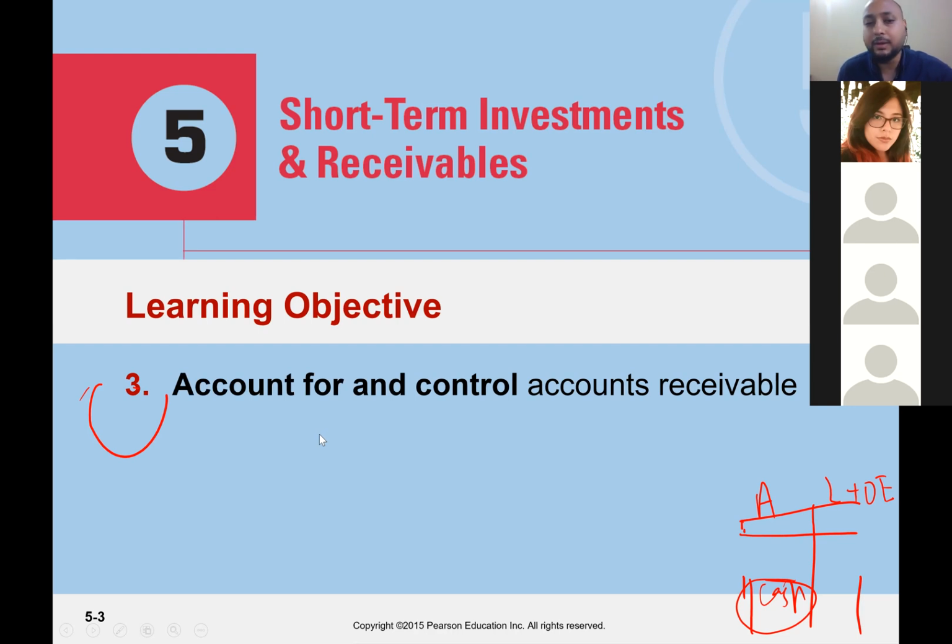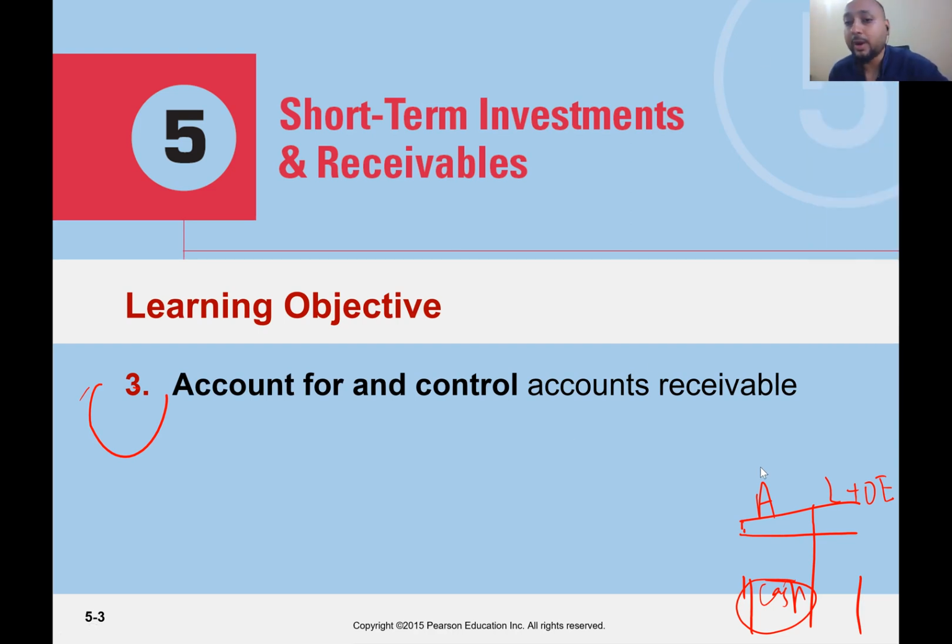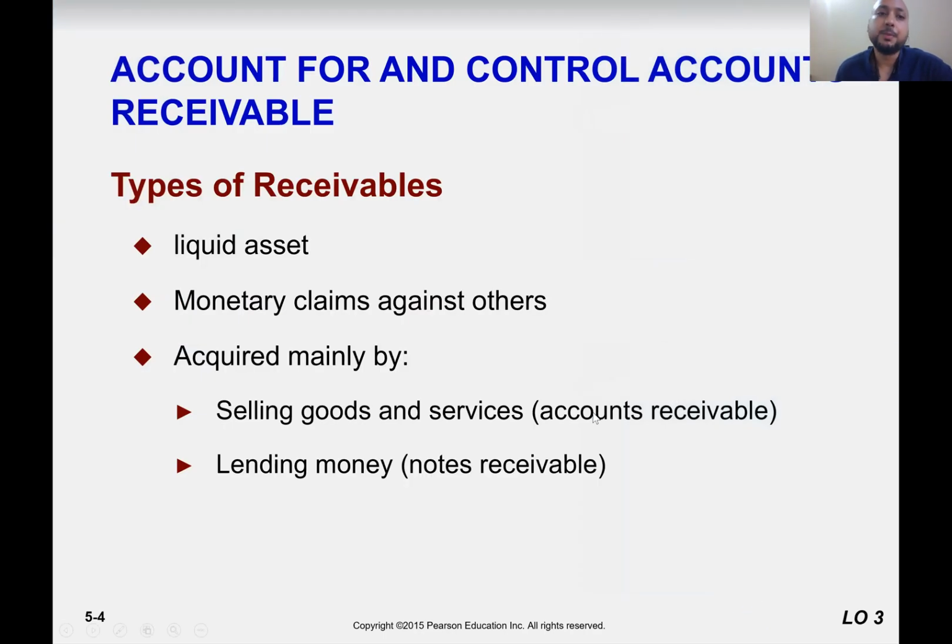Our first learning objective is to account for and control accounts receivable. There is some theoretical part we will go through first, and then we will enter into some numerical part. So the types of receivables: remember, accounts receivable is a liquid asset. It's among the current assets, right?